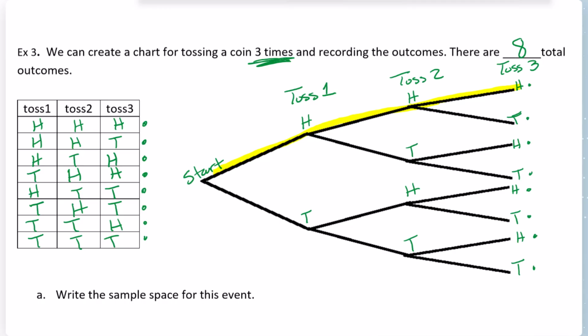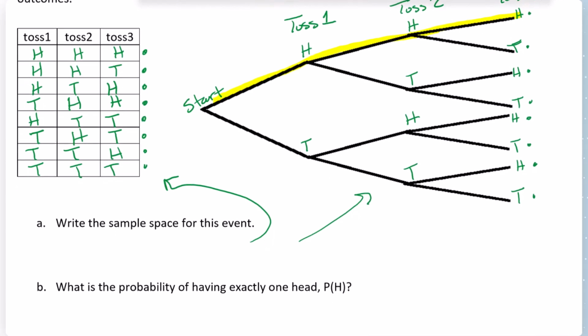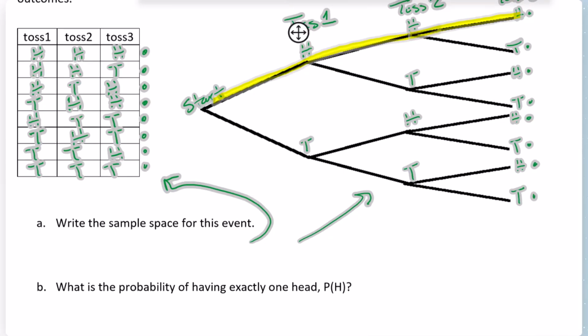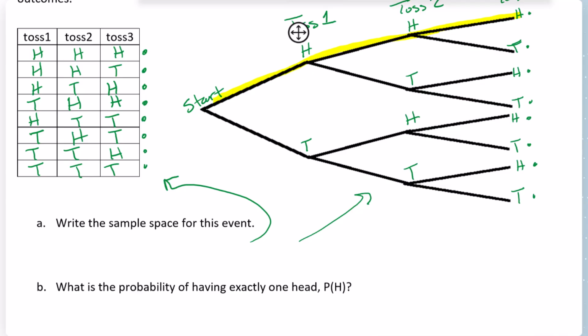All right, so write the sample space for the event. I'm just going to draw arrows and say those are our sample spaces. We developed it with our images. All right, what is the probability of having exactly 1 head? Having 1 head, I'm going to get my highlighter and come back up. How many possibilities have one head? So one head occurs here, but then one head also occurs here, and one head occurs here. So out of the 8, 3 of them have one head.